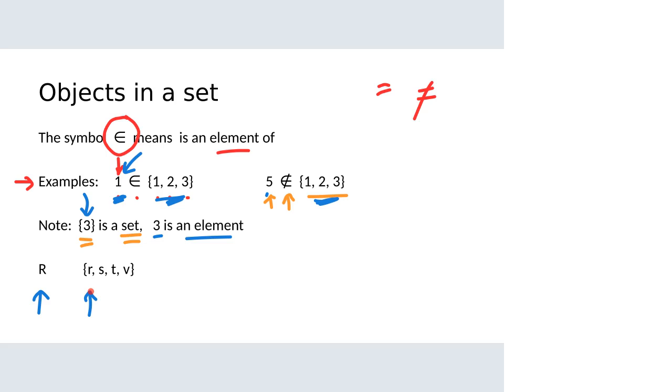But we would say then that capital R and that lowercase r, we have to make a decision on whether or not those are the same as each other. Would the capital R be an element of that set? Is it or not? That's a question we'd have to answer. And the answer is no, it's not an element. The capital R is different from the lowercase r, so that capital R is not an element of the set {r, s, t, v}.